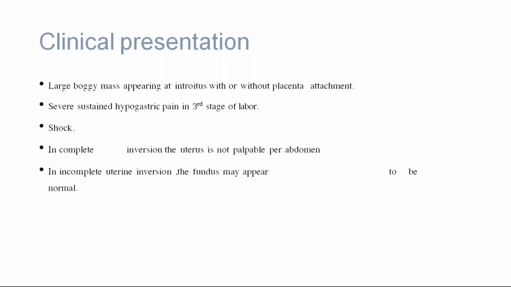See, usually after delivery of the baby, we can palpate the fundus of the uterus. But here, in complete inversion, we can't palpate per abdomen. In incomplete uterine inversion, the fundus may appear normal because sometimes they can have only dimpling, first degree. So in incomplete inversion, the fundus can be palpable, but in complete, we can't palpate the fundus.